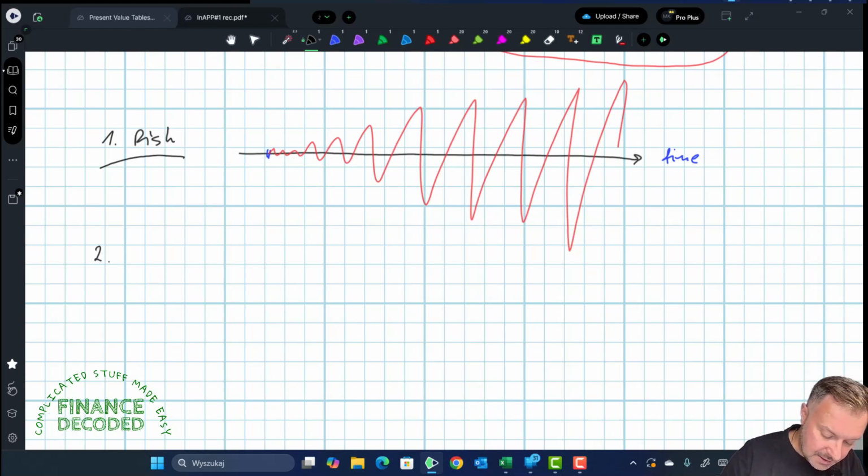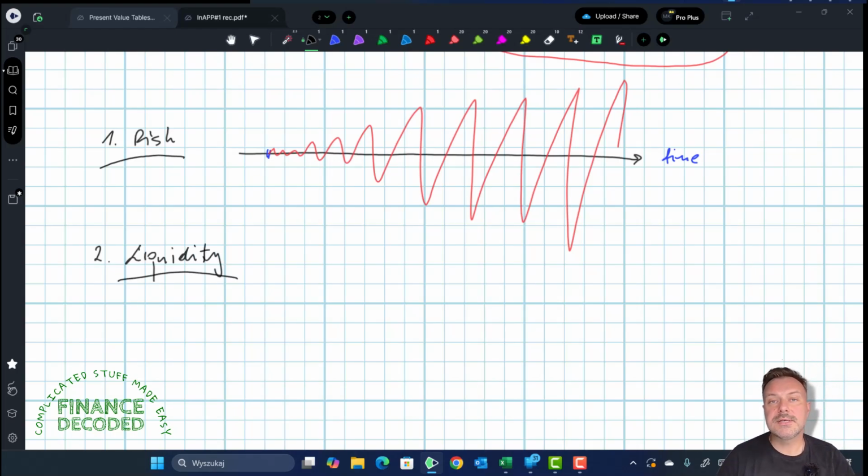The second reason is liquidity. Using payback period focuses on liquidity of the investor. Liquidity is the ability of a company to pay back its liabilities, its obligations on time. So of course, the shorter the payback period, the earlier the cash returns will reach the company, the more the company will be in position to service its debts and repay its obligations.